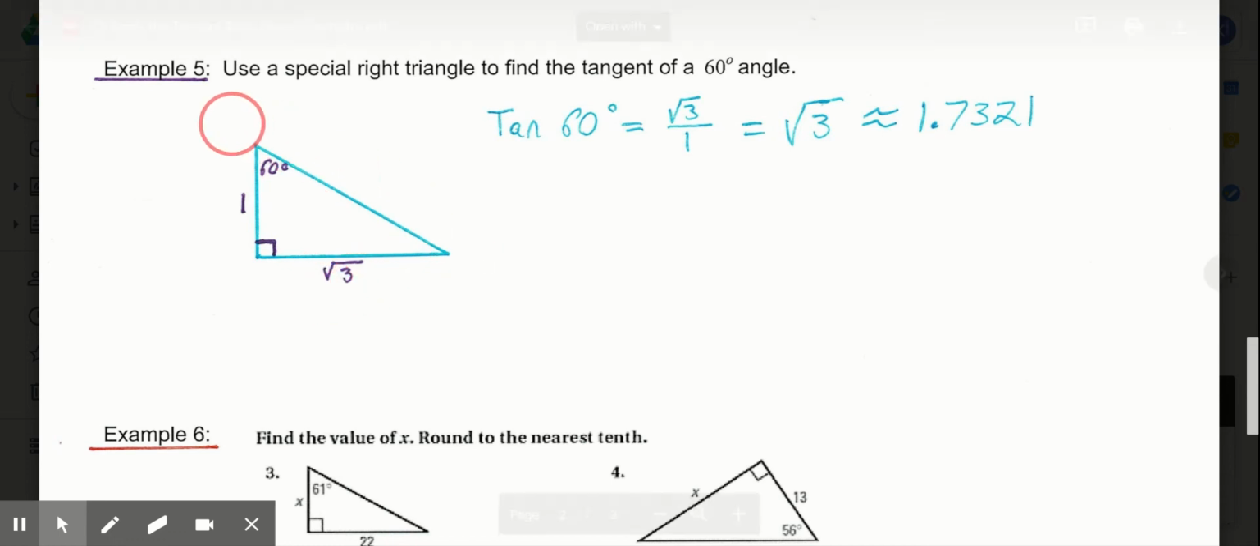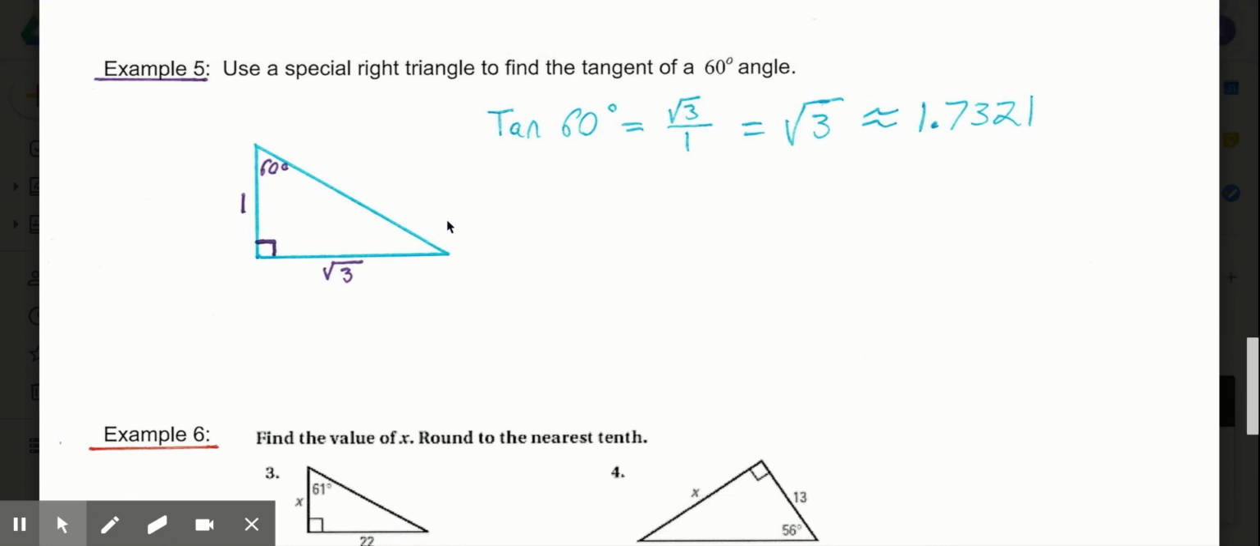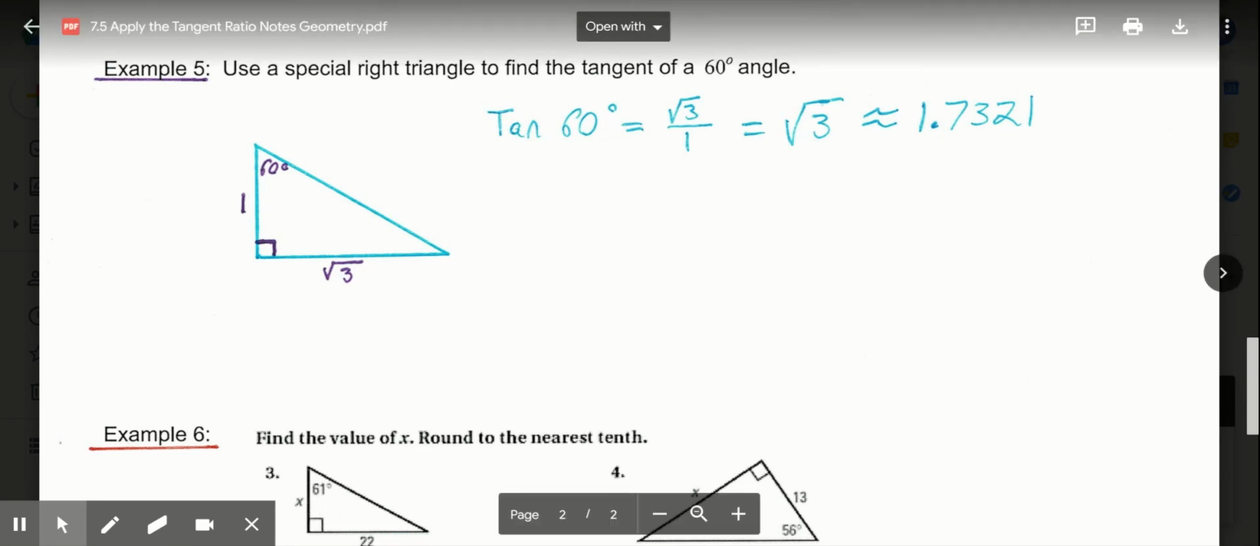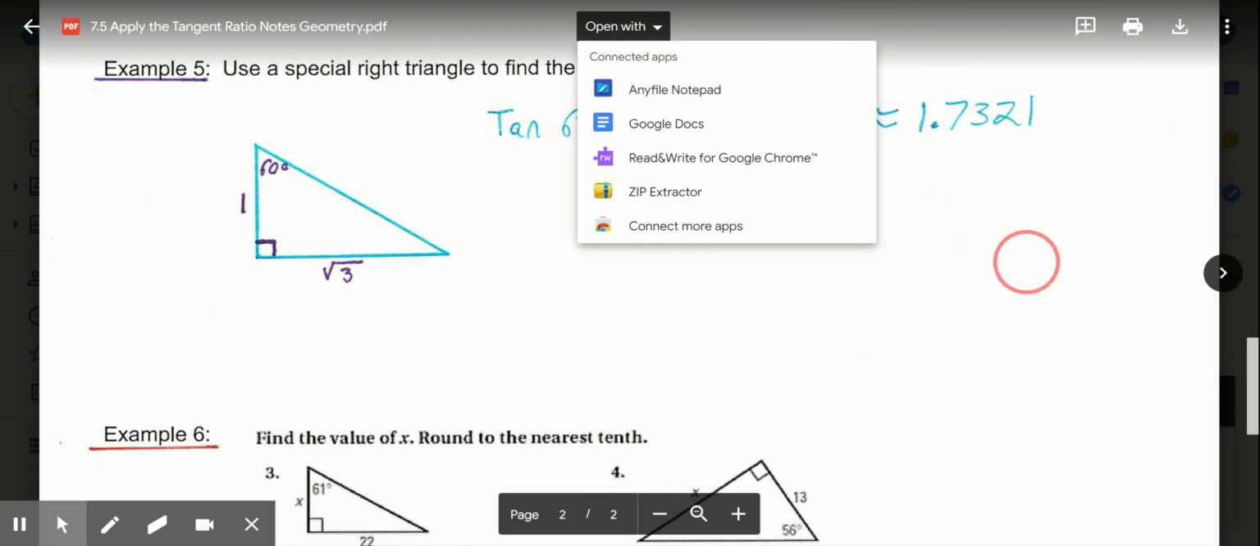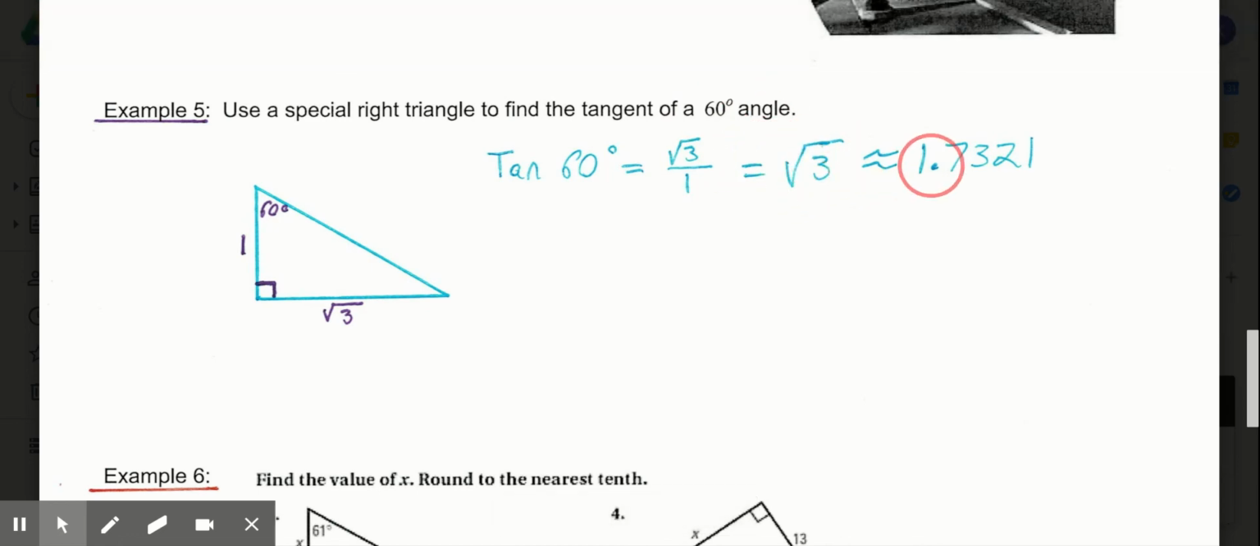We do not care about the hypotenuse for tangent. So the tangent of 60 degrees is the square root of 3 over 1, which simply is the square root of 3, or approximately 1.7321. So any 60 degree angle in a right triangle, the tangent of that is always the square root of 3.